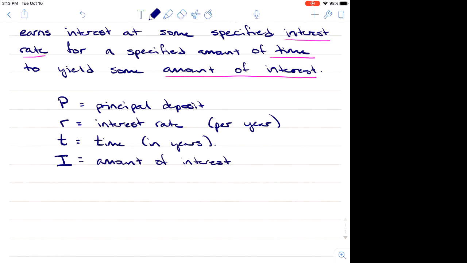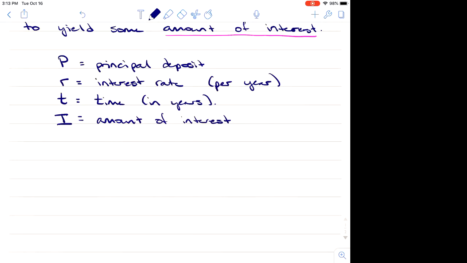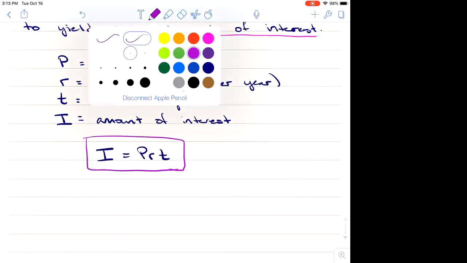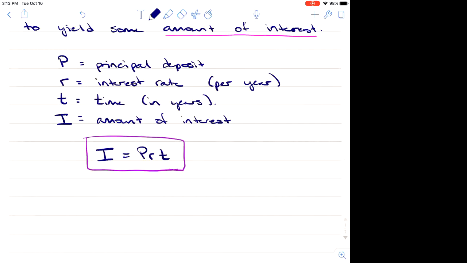So if you look at your formula sheet, in the simple interest section, your first formula is I equals PRT. Okay? So on our formula sheet, we have I equals PRT. We're just saying that we take some principal deposit times the rate times the time that it's been in there for, and that's going to yield the amount of interest that we've earned, right?